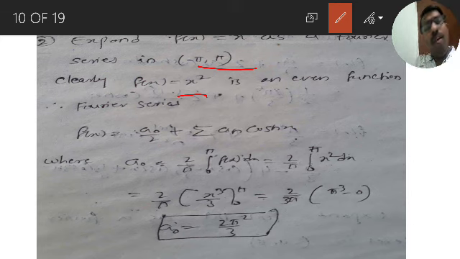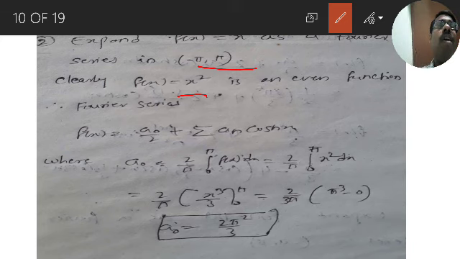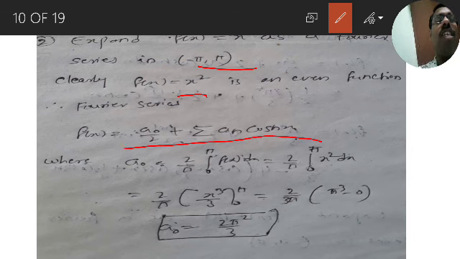Now the given function f of x equal to x square is an even function and the given interval is minus pi to pi, so we should find the Fourier series. In the Fourier series we will get a naught and a n terms. So what we are going to do now is find the a naught value and the a n value, then substitute in the Fourier series, which gives the answer. So let us go for this. The Fourier series for an even function: f of x, that is x square, is equal to a naught by 2 plus sigma n equal to 1 to infinity a n into cos n x. So now let us find the a naught and a n values.